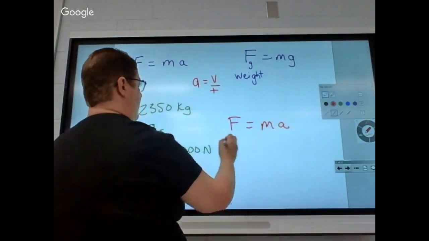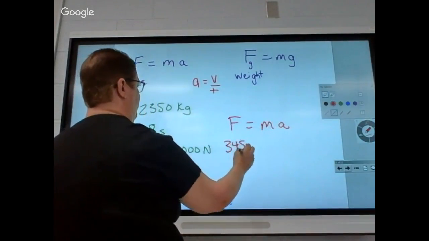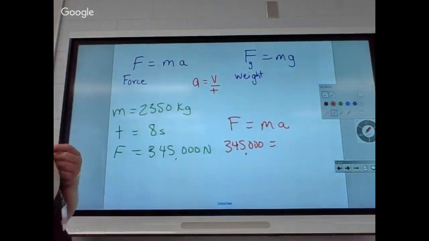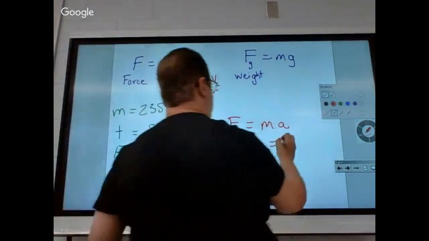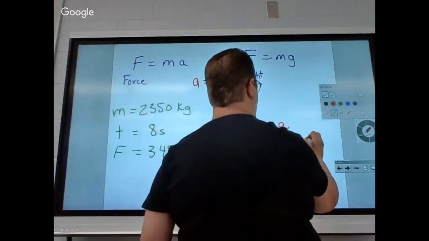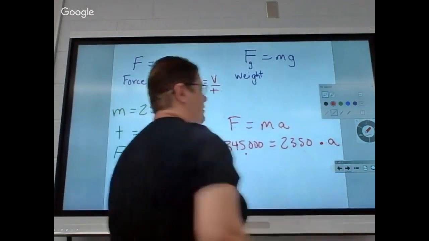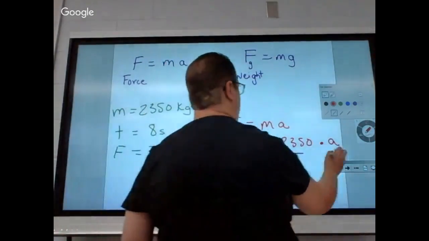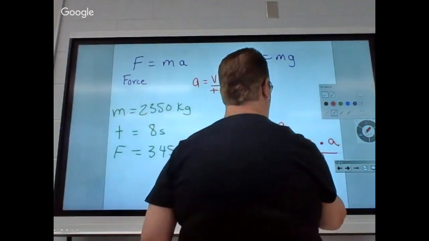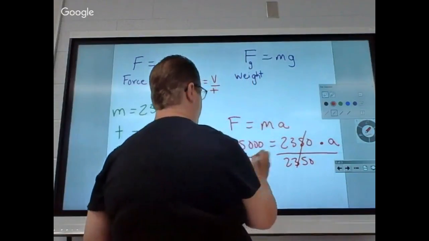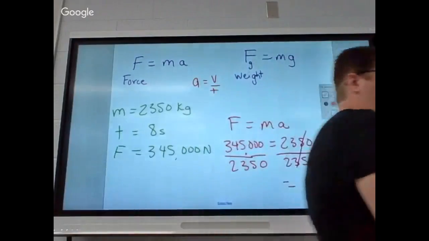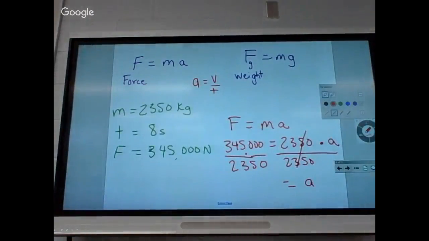All right, so our F is 345,000. Our mass is what? 2,350, and we don't know A. So how do I solve for acceleration? Divide by 2,350. All right, now, once we do that, somebody tell me what that is.